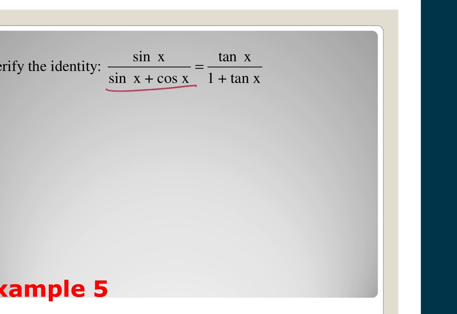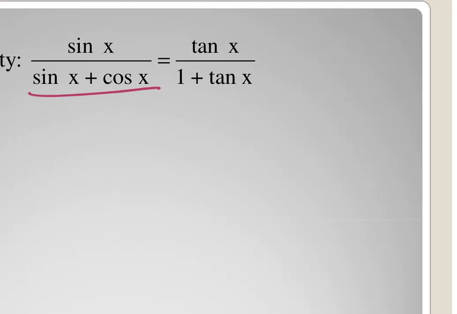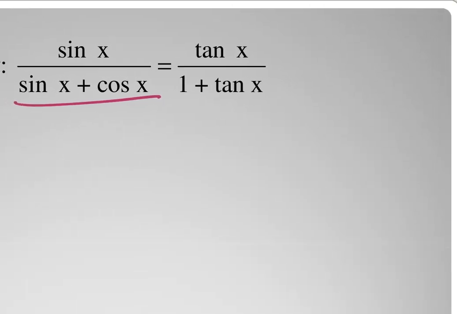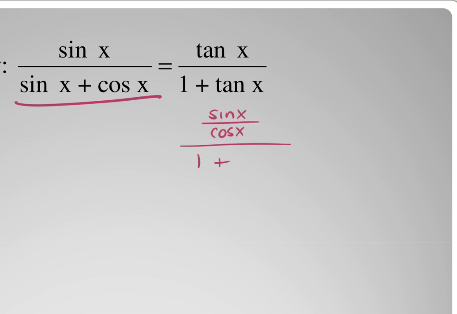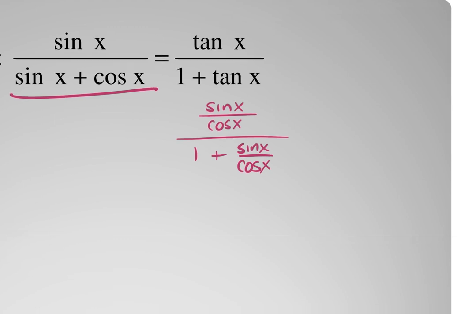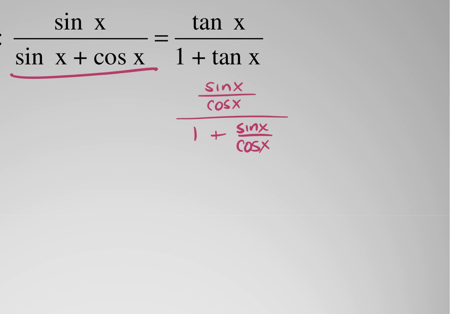But if the left side is sines and cosines, I know I'm going to eventually have to get to those terms, right? So what is tan rewritten as? Sine over cosine. 1 plus sine over cosine. Now what do I do in that denominator? What does 1 become if I want to give it a like denominator? Cosine over cosine.